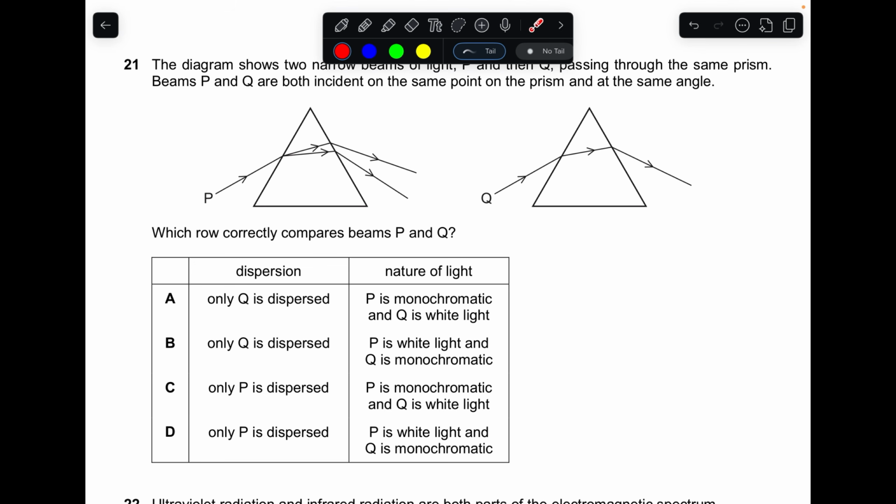Okay, so this can be P is monochromatic and Q is white light. Uh, no, Q is not white light because white light has 7 different frequencies and they must disperse. Okay, so P can be white light, right? And Q should be monochromatic, and only P is dispersed, so it's option D that is correct. Okay.